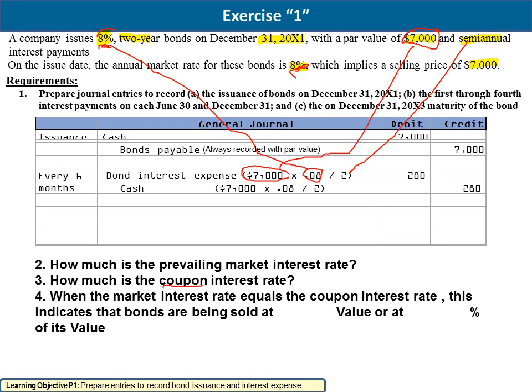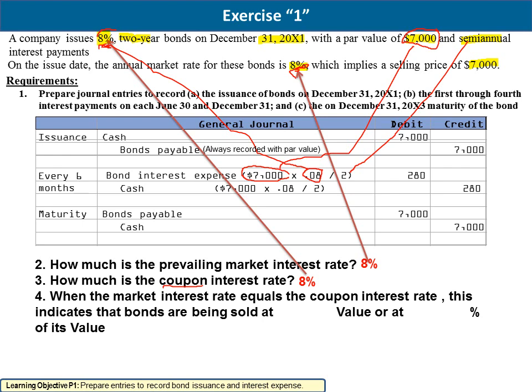Then we need to record the first through fourth interest payment on each June 30 and December 31st. Now we said that the company will have to make semi-annual interest payments to the bondholders. Semi-annual means two times per year, so every 6 months. For how long? For 2 years. So this means 4 times. Each year we'll have to make 2 payments, so with 2 years, this means 4 payments throughout the whole life of the bond.